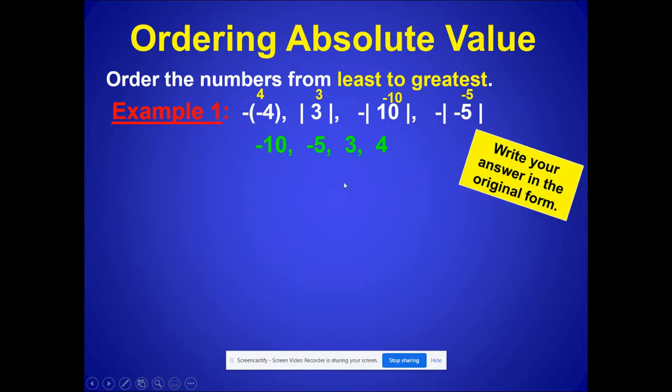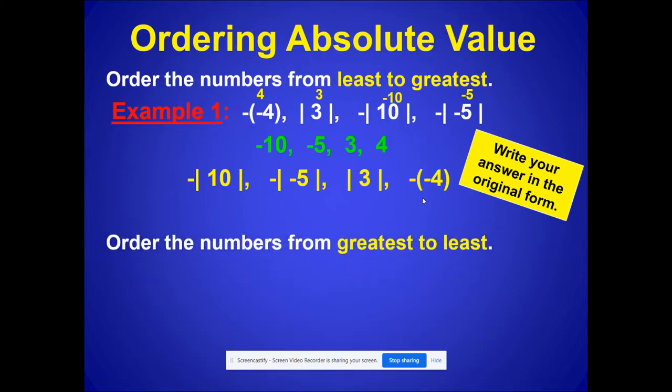So to write these in the original form, my -10 was the opposite of the absolute value of 10. The -5 was the opposite of the absolute value of -5. My 3 was the absolute value of 3, and the 4 was the opposite of -4. So writing it back in its original form from least to greatest is the correct way to do this. Let's do one more example. This time, we are going to order the numbers from greatest to least.